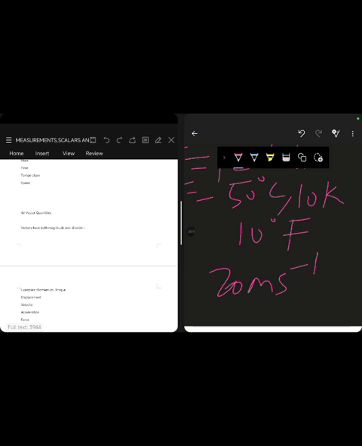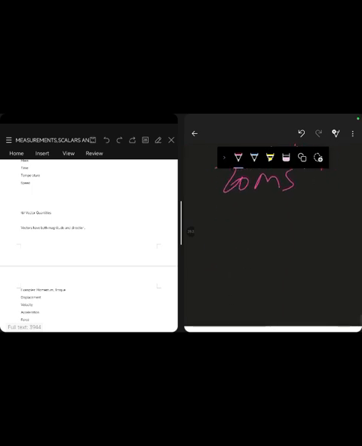Then we now have another classification of quantities which are called vector quantities. Vector quantities are quantities that now have direction. They have magnitude, which is a numerical value, a calculated value, and a direction. Let me give an example.